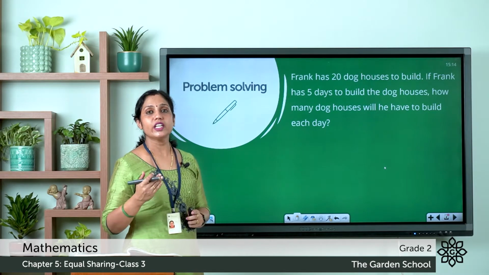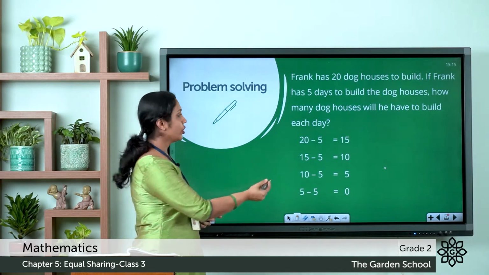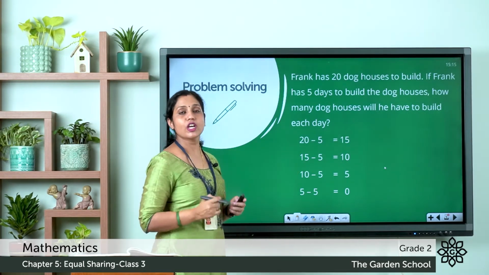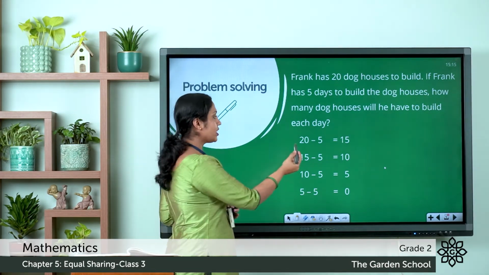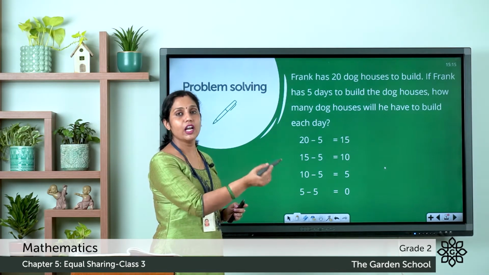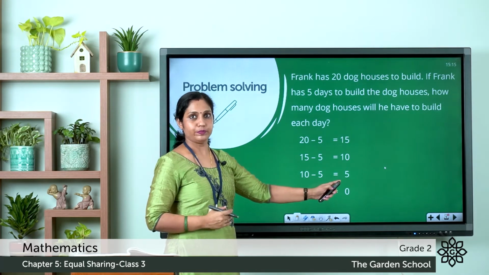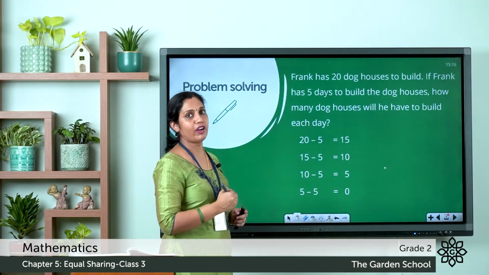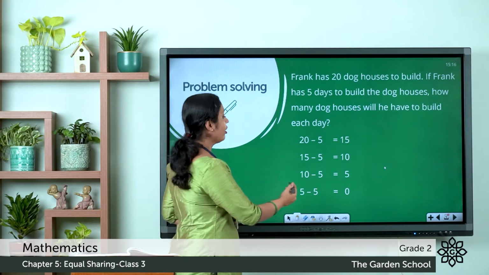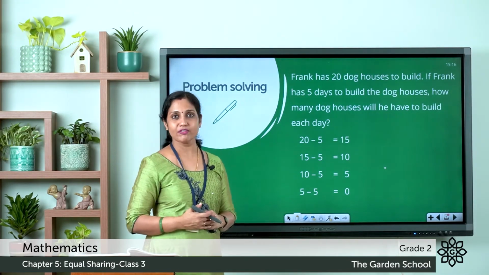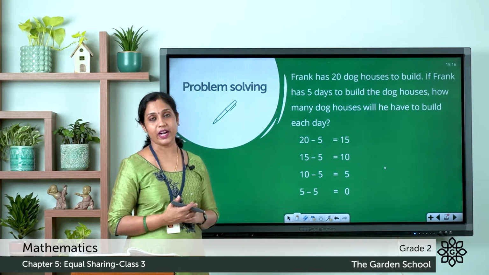Frank is having 20 dog houses and he has 5 days. So first 20 minus 5. How much is 20 minus 5? It is 15. Now we got the answer 15. From this 15 again we have to subtract the number 5. So now 15 minus 5 is equal to 10. Now from this 10 again we have to subtract 5. So 10 minus 5 is equal to 5. Now we have to subtract 5 minus 5. And what is 5 minus 5? It is 0. So here we got the answer 0. And this is the repeated subtraction method.